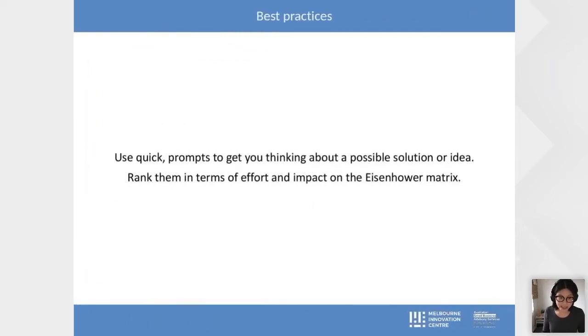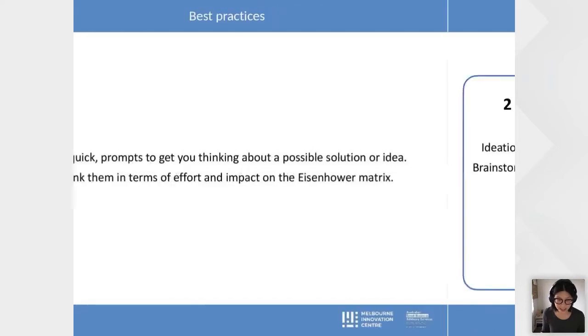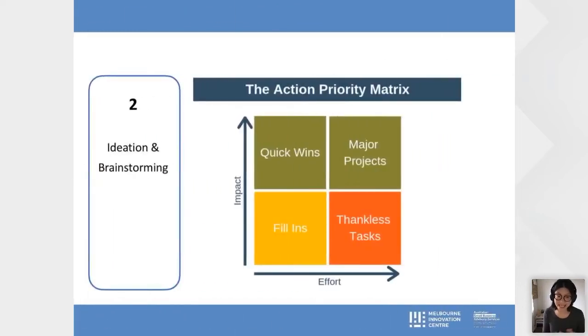So best practice is to get quick prompts to get you thinking about a positive solution or idea, and you're going to rank them in terms of effort and impact on an Eisenhower matrix, if you use that. This is an example of the Eisenhower matrix. So when I actually go through it and do it myself, I can see which of those ideas are going to have the biggest impact on my business and which are going to have maybe the lowest impact and require the most amount of effort.